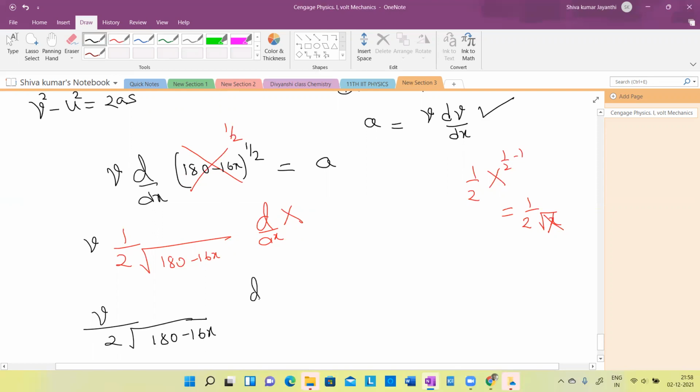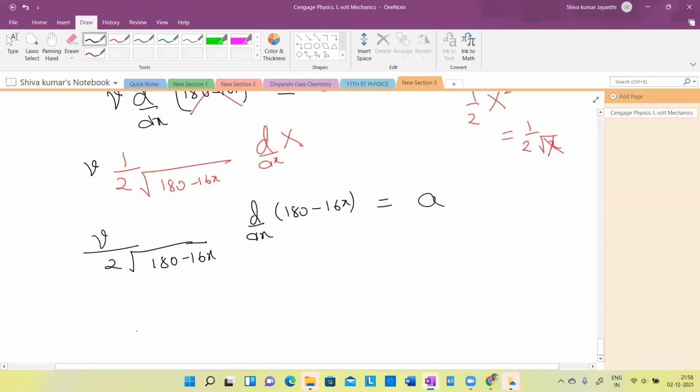d by dx of what do I have to do? 180 minus 16x. So what will come? Tell me. 0 minus 16. 16 will come. This is your acceleration. So what is your answer? v by 2 root over 180 minus 16x into, here what will come, minus 16. This is your acceleration. Understood?